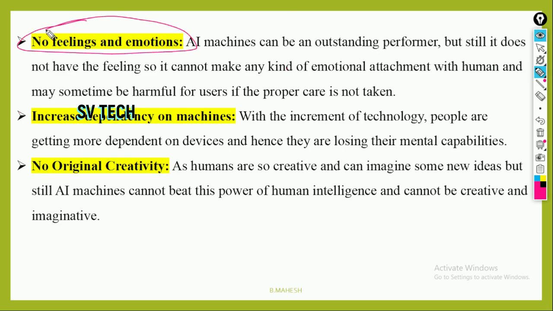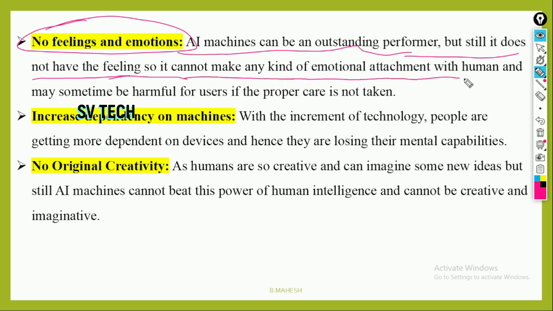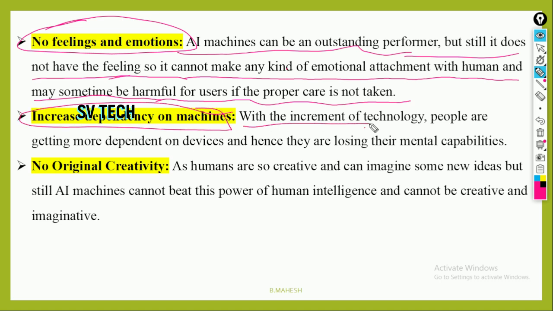No feelings and emotions. AI machines can be outstanding performers, but still they do not have feelings, so they cannot make any kind of emotional attachment with humans, and may sometimes be harmful for users if proper care is not taken. Increased dependency on machines. With the increment of technology, people are getting more dependent on devices and they are losing their mental capabilities.